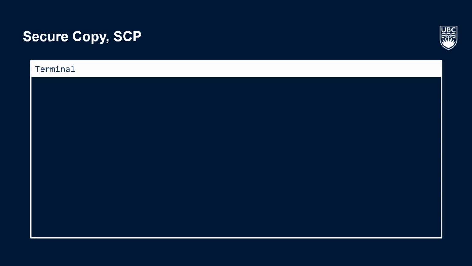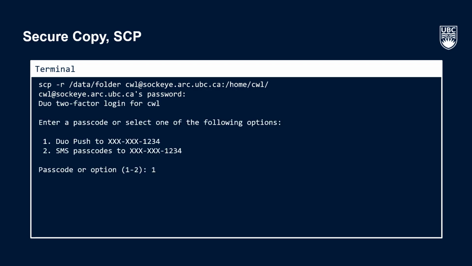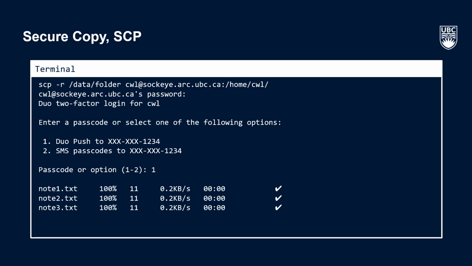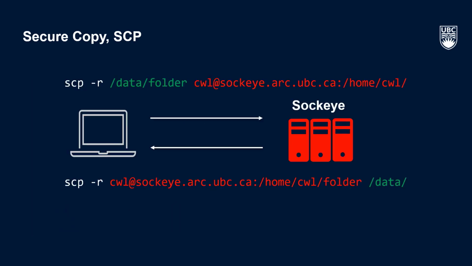To do this, I'm going to type scp space -r space /data/folder space my cwl at sockeye.arc.ubc.ca:/home/cwl/. You'll then be prompted to enter your password again and to authenticate with Duo multi-factored authentication. We can now see all the files downloading. This R flag can be used to SCP a directory from Sockeye to your local machine as well.